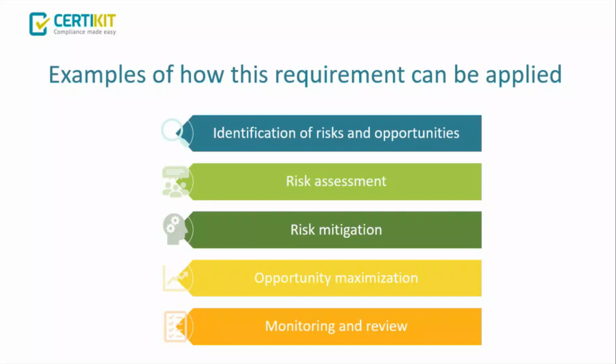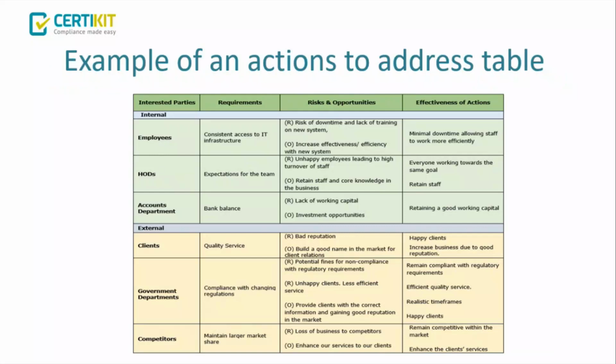So just to give you a quick example of an action to address table, so that it links back to your clause 4.1. We've got our interested parties on the left column. In this case, it's split into internal and external. We've got employees, heads of department, accounts, internal and external, clients, government departments, and competitors. We've identified their requirements or their needs. So employees want consistent access to IT infrastructure. HODs, their expectations from the team. Accounts department, they want to make sure the bank balance, etc. Clients want a quality service, etc.